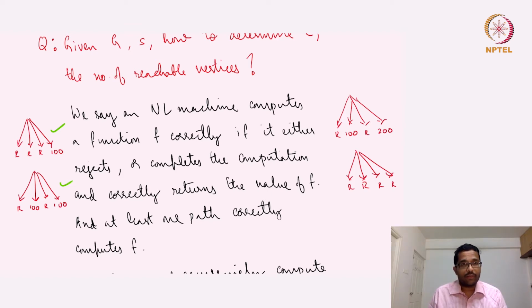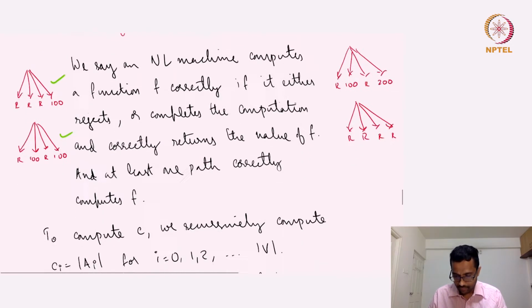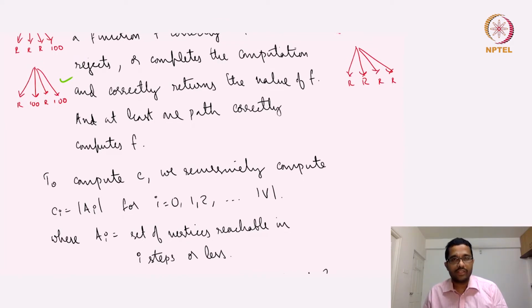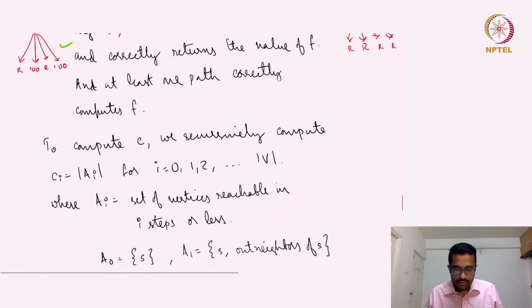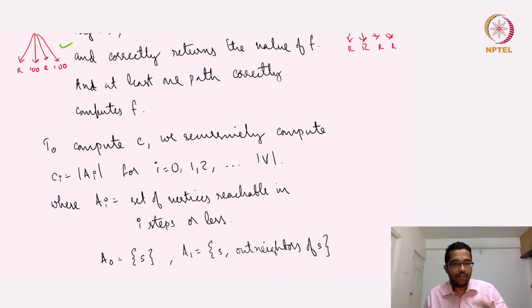It could have more than one path that outputs the correct value, but everything should be a reject or the correct value. This is how a non-deterministic machine should compute a function. Each path should either reject or output the correct function value, plus at least one path should give us the correct function value. If all of them reject, then it's of no use. So this is the definition of what we are trying to attain.